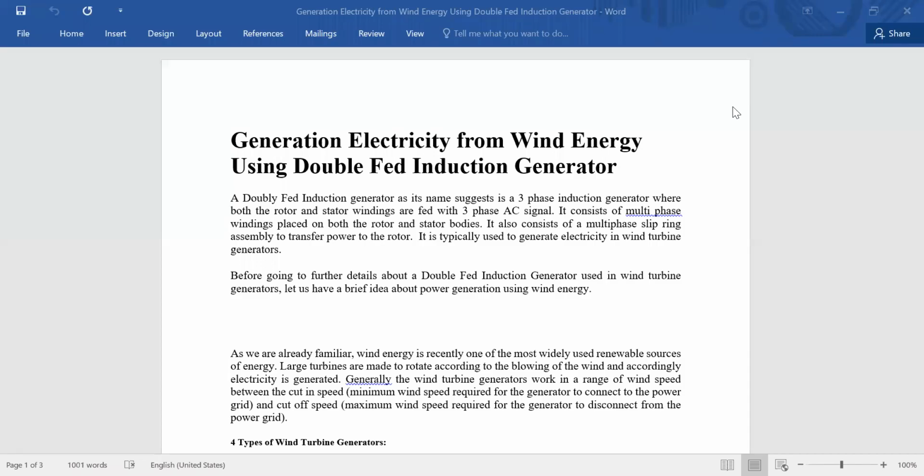We will start with the generation of electricity from wind energy using a doubly fed induction generator. So today we will discuss the doubly fed induction generator. When we are talking about induction, it means we are inducing something.